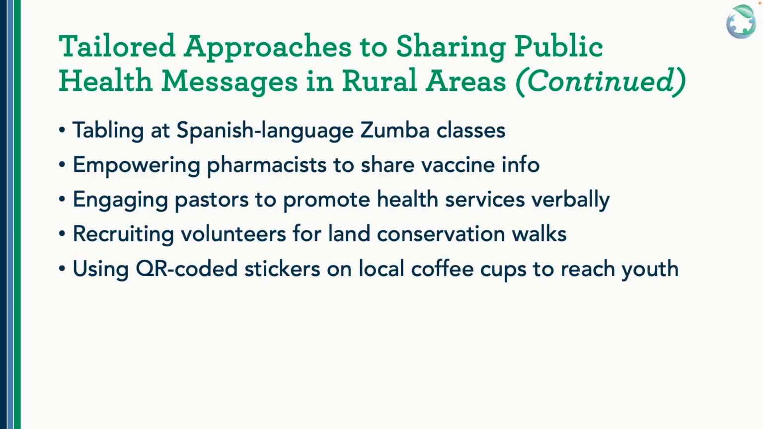Creating stickers with QR codes that are attached to coffee cups from the local coffee shops that link to health campaign websites aimed at younger audiences. These examples illustrate how strategic, context-informed, and community-partnered approaches make delivering public health messaging more effective in rural settings.